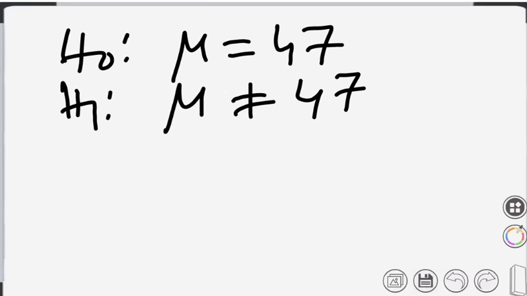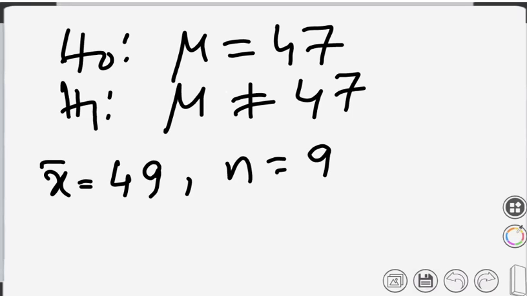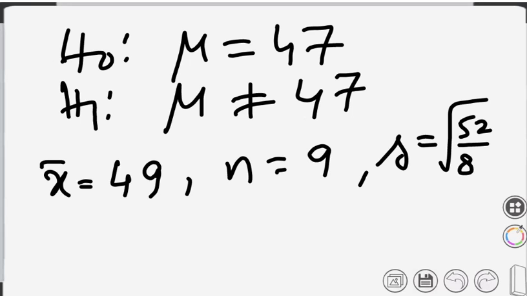Who can tell me, x bar equals what is given? X bar equals 49. n equals 9. And who can tell me the value of s? S equals root over summation of x minus x bar whole square by n minus 1. That is n minus 1, 9 minus 1, 8. So root over 52 by 8. Yes sir, the summation of x squared value is given. So you just calculate. It's coming 2.54. So S is 2.54.